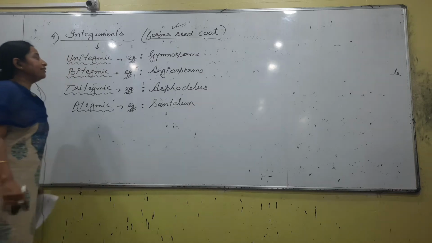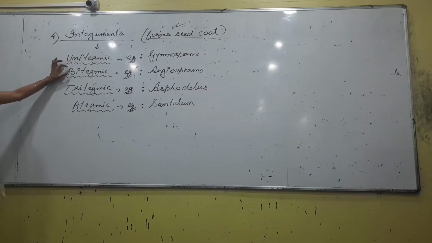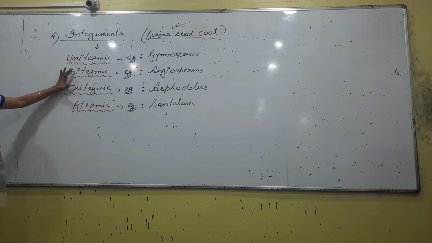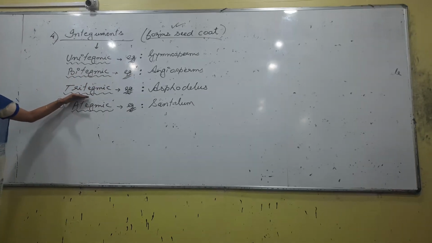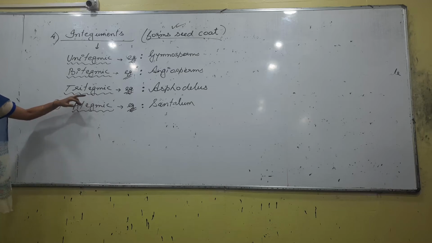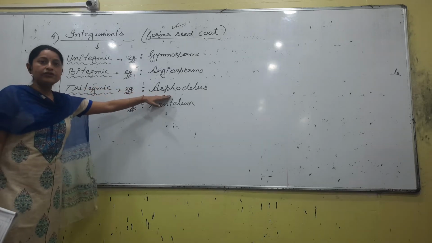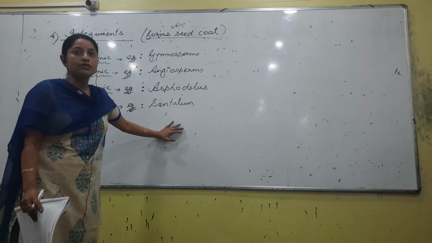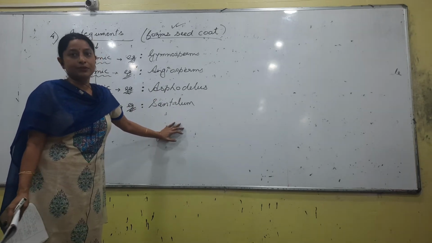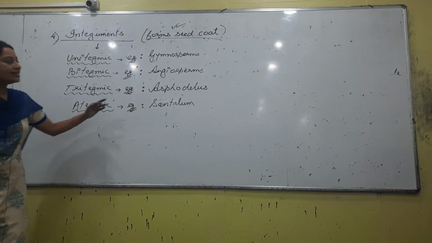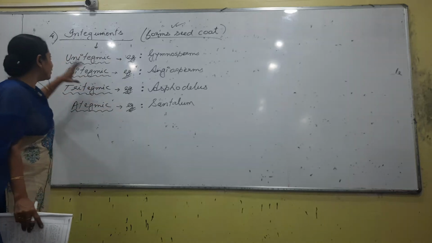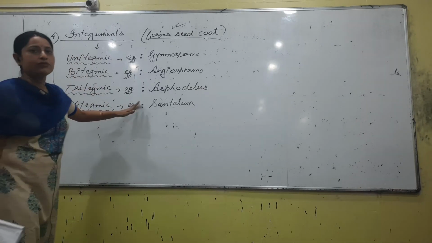Okay, so from the integuments point of view, unitegmic condition and bitegmic condition: something that's common in gymnosperms, something that's common in angiosperms, but we have exceptions. The most common condition in angiosperms is bitegmic. We have seen an example of a tritegmic ovule also. Tritegmic is found in Asphodelus. Asphodelus is a plant that belongs to monocots, and monocots belong to angiosperms, right? So we have exceptions. Next we have ategmic, where the integuments are absent. One example is Santalum, right? From these points, 8 points are important.